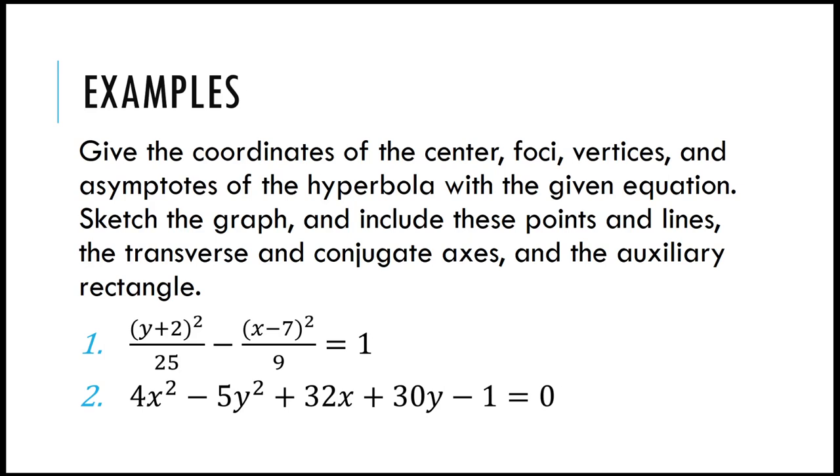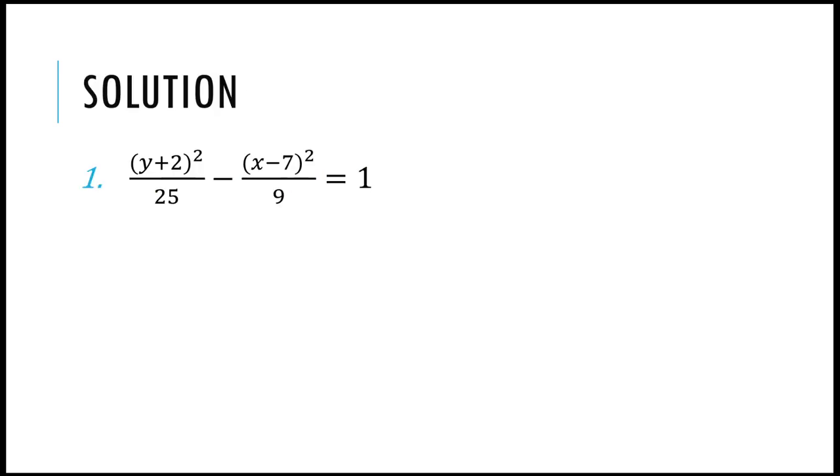Example: we are tasked to give the coordinates of the center, foci, vertices, and asymptotes of the hyperbola with a given equation. We are also tasked to graph, include all these points and lines, the transverse and conjugate axis, and the auxiliary rectangle. Okay, for number one, here it is, very straightforward because it is almost in the standard equation. We just need to rewrite or express the denominator as a perfect square. 25 is 5 squared. And x minus 7 squared is 3 squared.